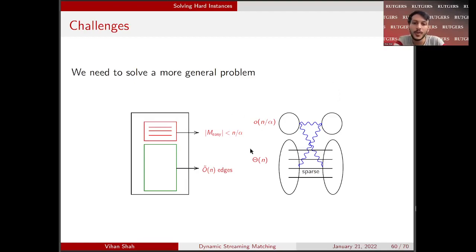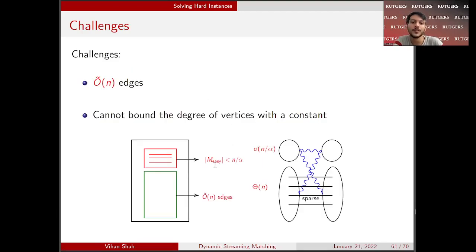So now we've solved this problem, but we want to solve a more general problem, right? And there are a few challenges. So if you look at this graph, there are only theta n edges in the sparse part. But over here, we have O tilde n edges, which is more. And the more annoying part is that we cannot bound the degree of vertices with a constant. So over here, the degree of vertices is just 1. But over here, they could be much larger. So some of them could have a super constant degree, and some of them could have a small degree.